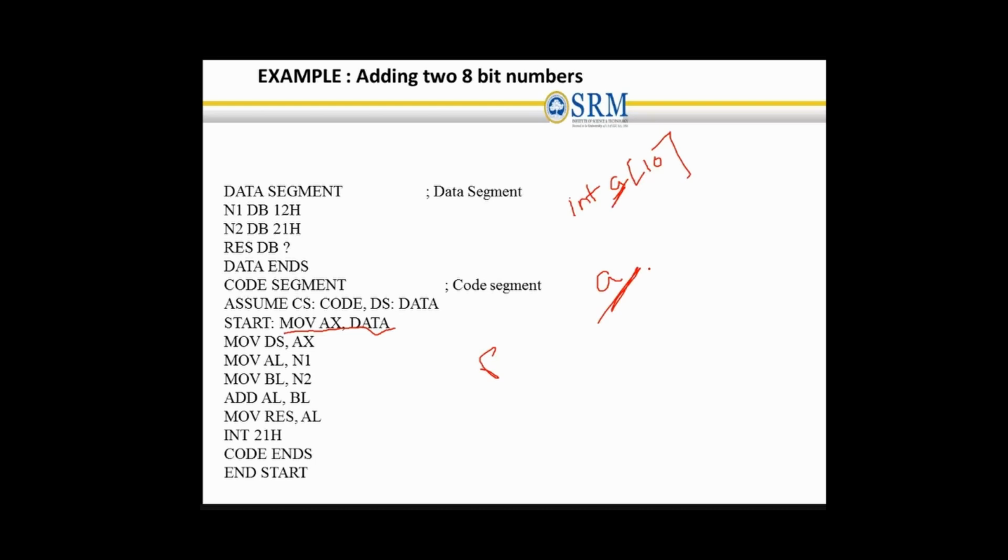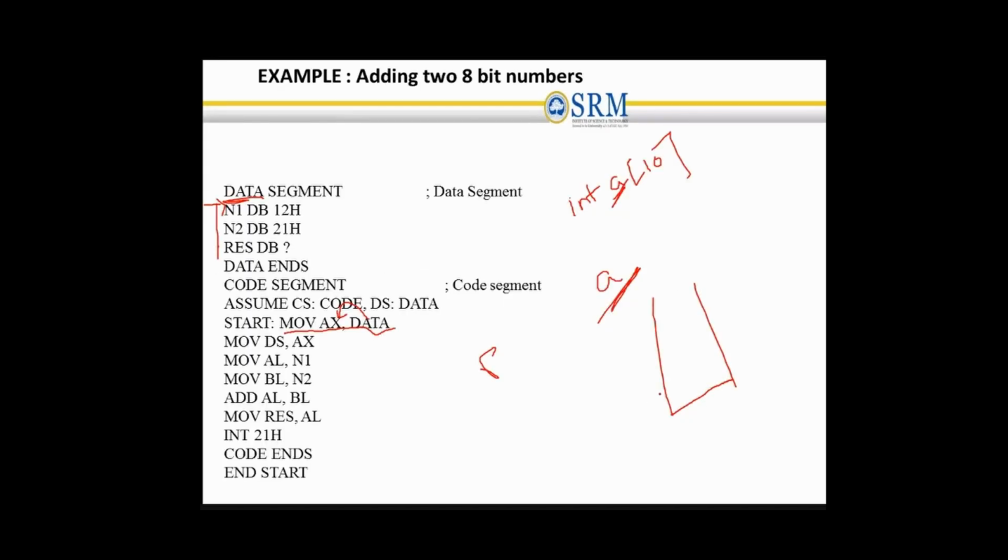Similarly, here I have stored some sequence of data. So the starting address is what? Data. This data contains a starting address, the starting address of the data segment. So I am moving that into AX. Now my accumulator, AX, contains the starting address of what? Data.